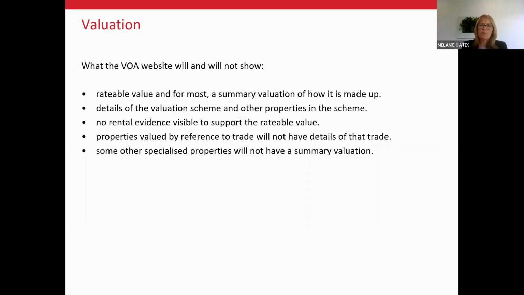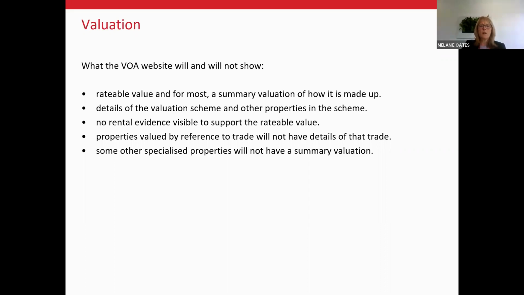Also, properties which might be valued with reference to trade, such as public houses, there'll be no reference to trade on the valuation that you can see for your property. And some of the specialised properties won't have a summary valuation.